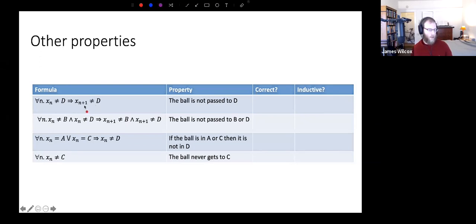So we can basically think of this as saying, in any transition, you don't pass the ball to D between two steps. It's kind of related to the property that we had before. I think this one is also correct because we already proved on the previous slide that we never reach D whatsoever, and this is even weaker. And again, I think this one is not inductive because we have the counterexample where, again, B becomes D.